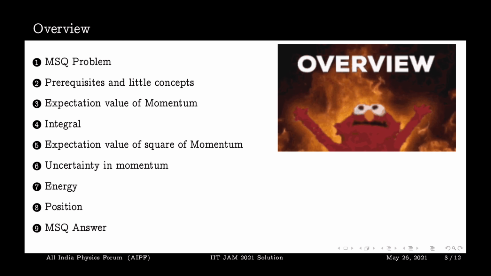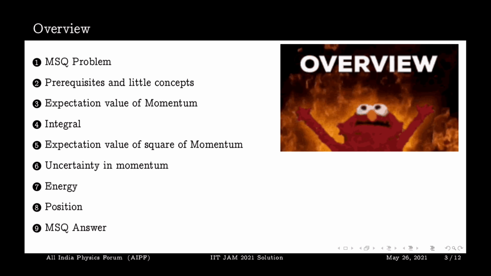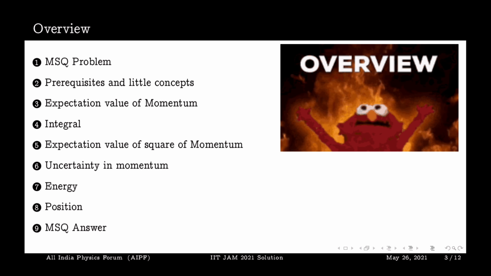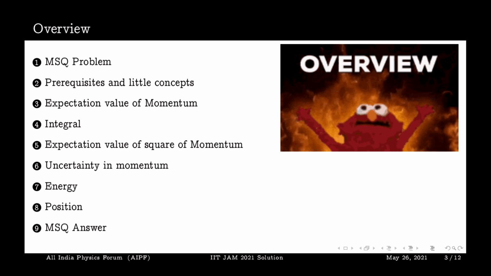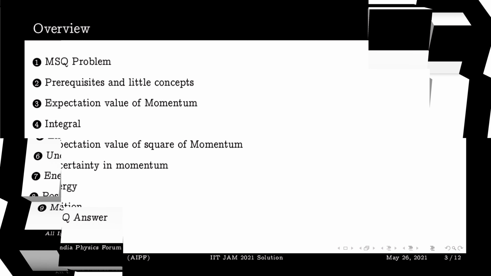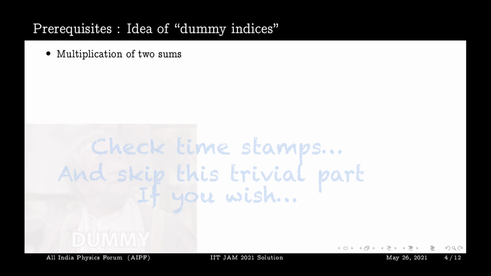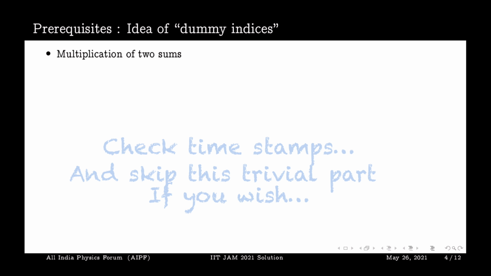We will encounter some old stuff and some integrals, and then we will find the uncertainties for momentum, position and energy. And finally we will verify the facts that have been given. If you have an idea of dummy indices or you are a master of dummy indices, you can skip this slide easily. The timestamp has been given in the description box. Please check it out and you may skip this slide.